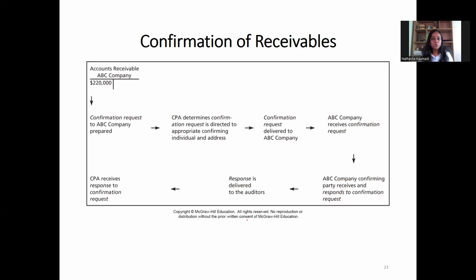Can you remember? I told you when you have to think about the originality of the documents, right? Reliability of the documents. These confirmations should be directly received by the auditors, not the client. Bank confirmations also the same, right? Response is delivered to the auditors and then CPA receives response to confirmation request. So this is how you basically do. You are sending a request to the debtor. Debtor is responding if they respond and the auditor is receiving it. So auditor can confirm whether the balances are correct.